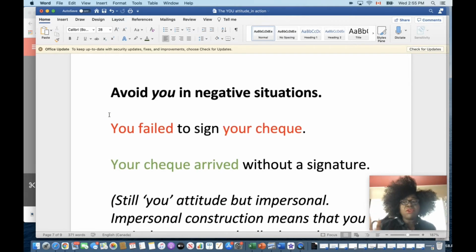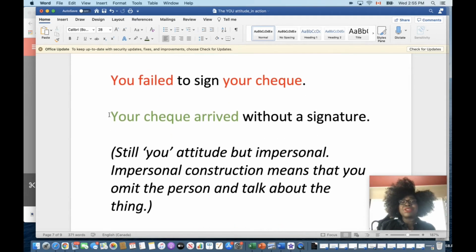And now the fourth way that you can use the you attitude is when you avoid using the word you whenever there's a negative situation. So rather than saying something like, you failed to sign your check, you could say, your check arrived without a signature. But that is considered impersonal. It's still the you attitude, but it's more impersonal. Why? Because you've omitted talking about the person.